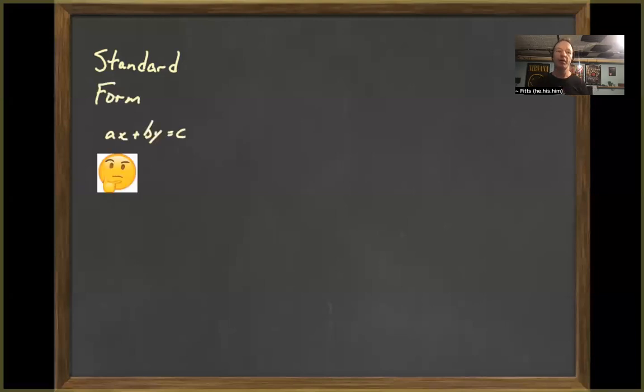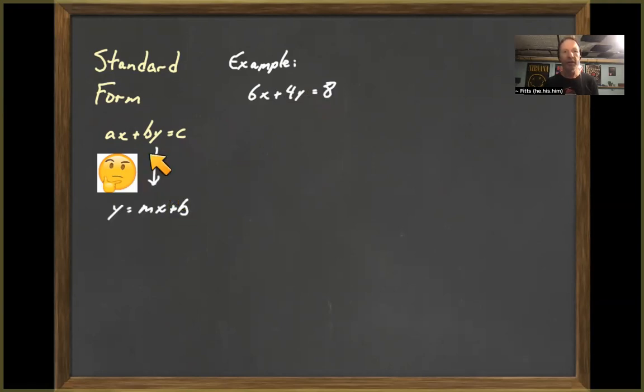Okay, let's try something else. We're going to see standard form now. You've probably seen this a little bit in algebra. Standard form is written as ax plus by equals c. This is also a line. It's a linear equation. The y is raised to a power of 1, so it's not a quadratic or cubic or anything like that. So for example, 6x plus 4y equals 8. Let me think about that. Well, I want to get this into y equals mx plus b form. So I need to do a little bit of algebra here.